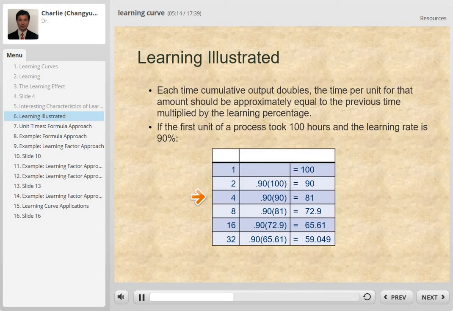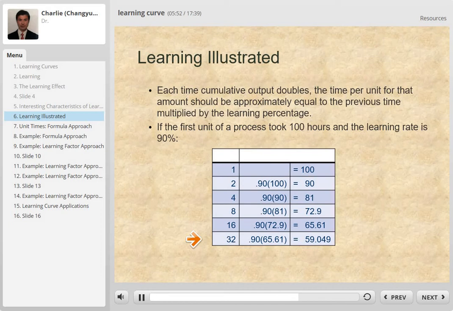The fourth time we do it is 90% times 90 hours, which is here. 90% times 90 hours equals 81. And the eighth time is again 90% times 81 from here, so it equals 72.9. Now we can also calculate 16, the number 16, the number 32.